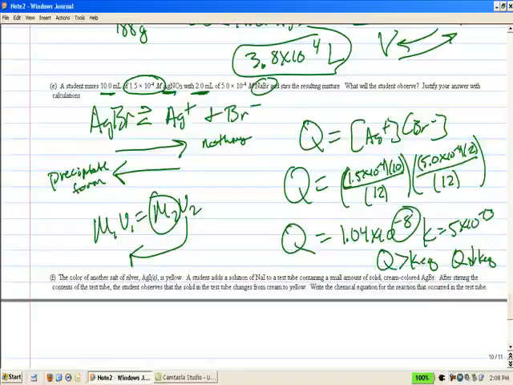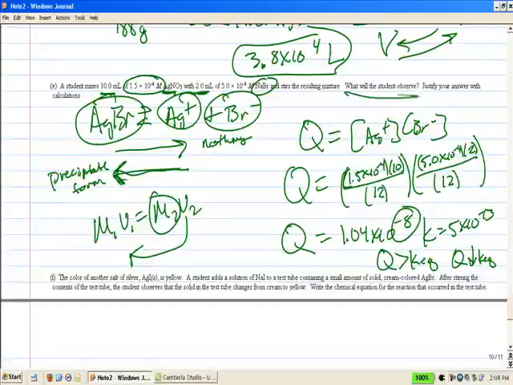For Q to go down, these things have to go down. This part has to go up. The reaction has to proceed to the left. So what will the student observe? The student will observe a precipitate form. So basically you're going to start with two clear liquids and you would see that a precipitate would form there.